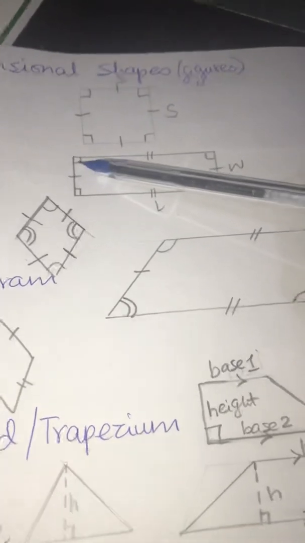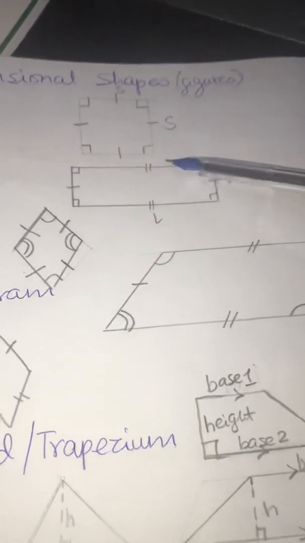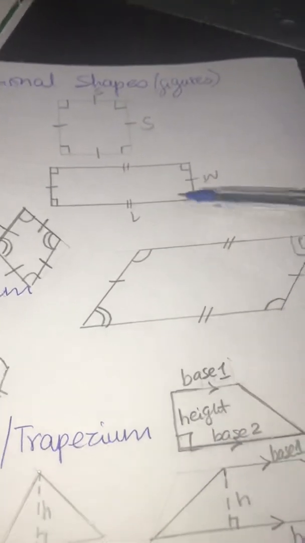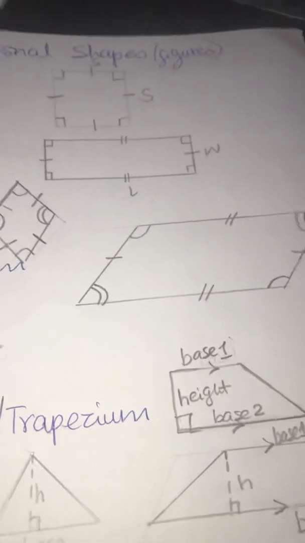It has 4 right angles. Opposite sides are congruent. The long side is called the length. The short side is called the width. Okay.